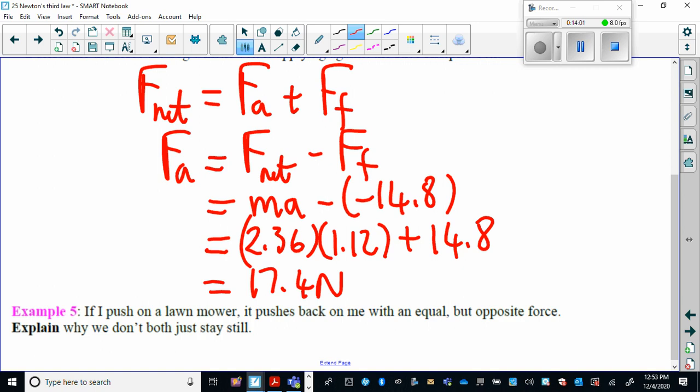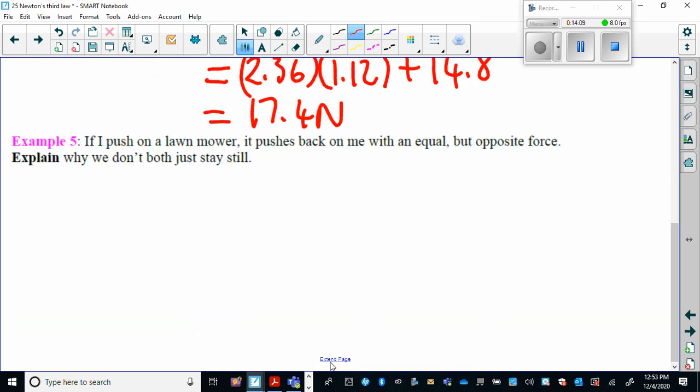All right, and then example 5 says, if I push on the lawnmower, it pushes back on me with equal and opposite force. Explain why we don't just stay still. Well, we did that at the beginning of the class, just to summarize it. It's because when you are pushing on the lawnmower with your hands, you're not really pushing on it with your hands. It's your feet pushing on the ground. Your lawnmower is just an extension of your arms. So if you have to talk about what forces are acting on what, your hands are on the lawnmower, but they're not really pushing it. It's your feet pushing on the ground that makes the lawnmower go forward.